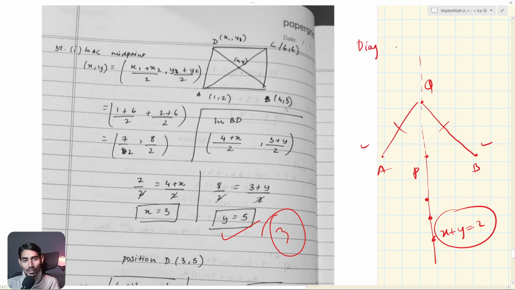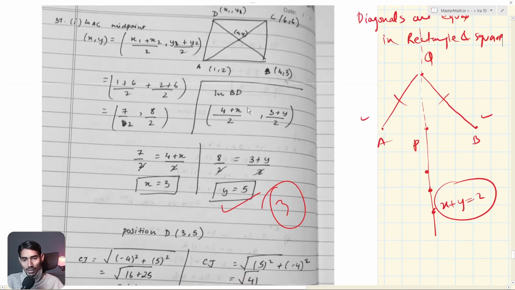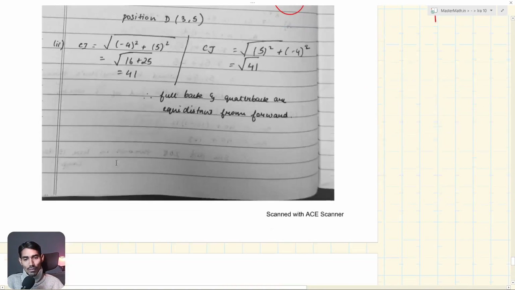Let me write it. Diagonals are equal in rectangle and square only, not for rhombus, not for parallelogram. They do bisect for every case though. Even parallelogram, rectangle, square, everything, they bisect.